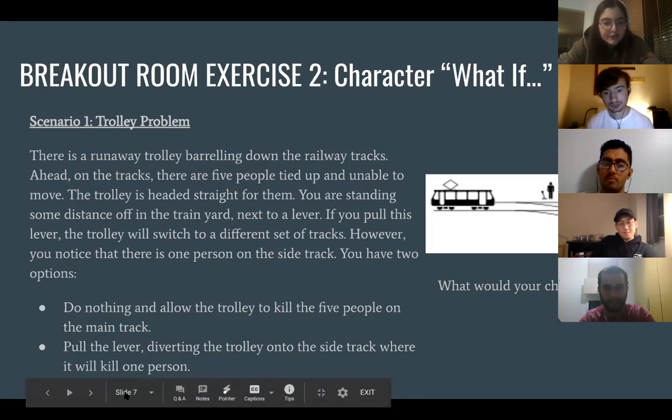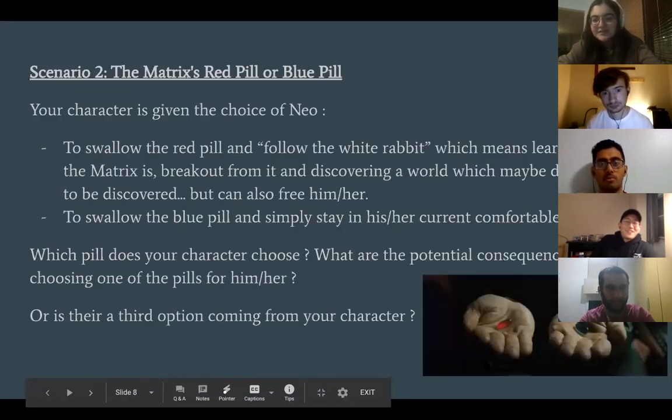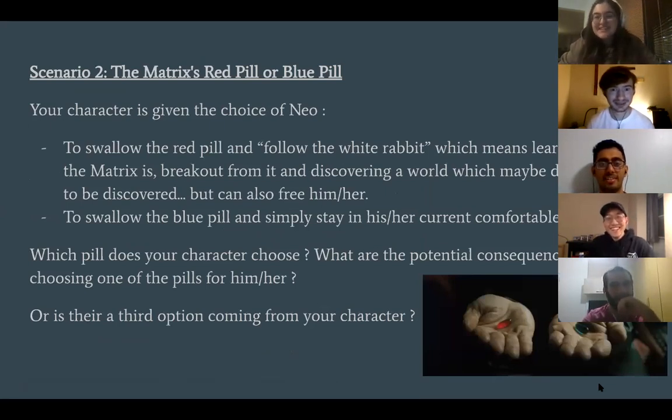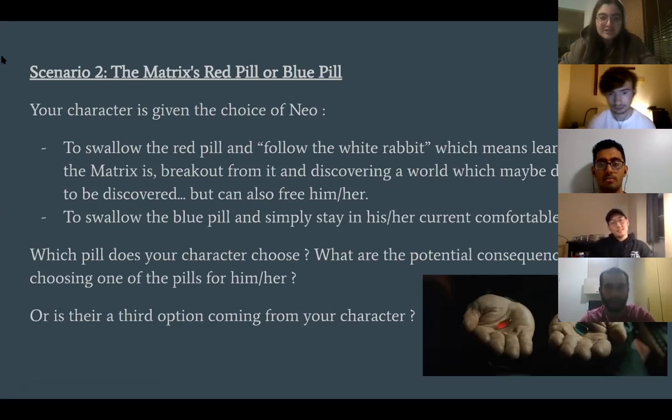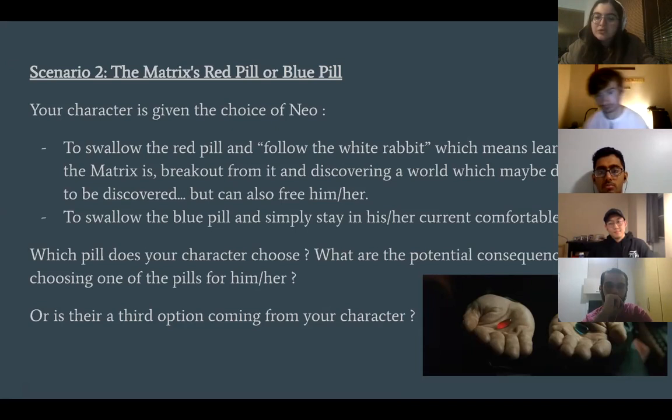Okay, so next scenario. We can add some more characters if you guys want. This is fun. So, go ahead. Red pill or blue pill. Your character is given the choice to swallow the red pill and follow the white rabbit, which means, sorry, my camera is covering, learning what the Matrix is, breaking out from it, and discovering a world which maybe doesn't need to be discovered, but can also free him or her. Or to swallow the blue pill and simply stay in his or her current comfortable life. Which pill does your character choose? What are the potential consequences from choosing one pill or the other? Is there a third option for your character?